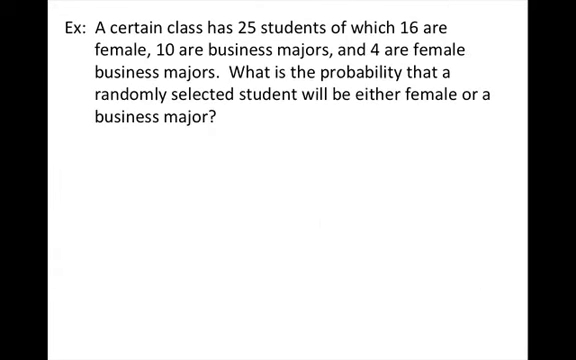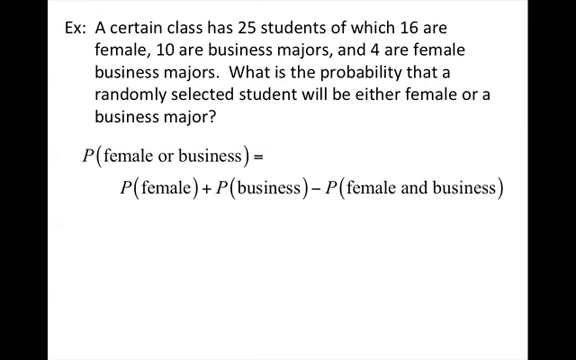Let's look at an example. A certain class has 25 students, of which 16 are female, 10 are business majors, and 4 are female business majors. What is the probability that a randomly selected student will either be a female or a business major? So the probability of a female or a business major is equal to the probability of a female plus the probability of a business major minus the probability of both, a female and a business major.